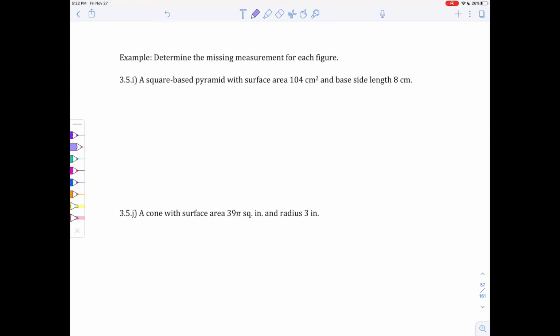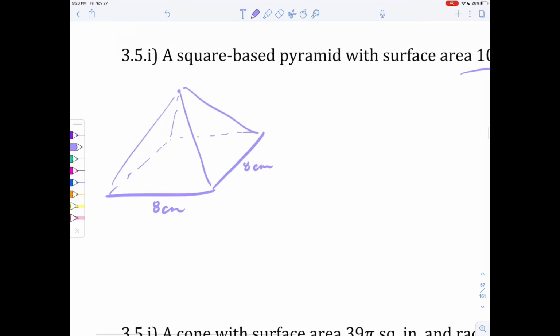We've got a square-based pyramid with surface area 104 and base side length 8 centimeters. We're not asked to draw this in this case. If you want to, you can. That is certainly an option. And sometimes I do anyways, just because it might help me parse the information I've gotten. So I've got my square-based pyramid. It's got a base side length of 8 centimeters. So here's 8 centimeters as part of its square base.